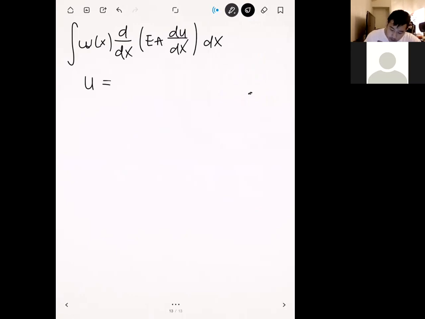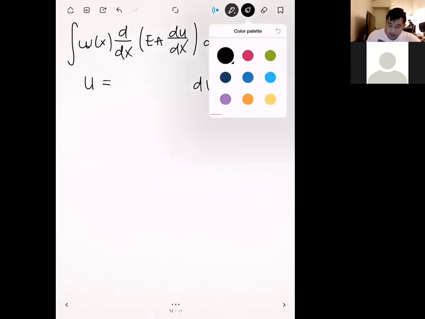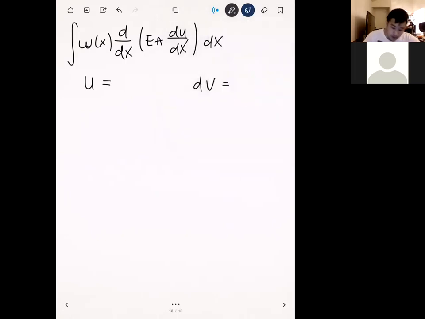I start by defining two different quantities. I'm going to start with u, and I'm going to start with dv. We need to separate our integral expression here into these two terms. For u, I'm going to define that to be w of x. And for dv, I'm going to have this be the rest of it. So dv is going to be d dx of EA du dx.